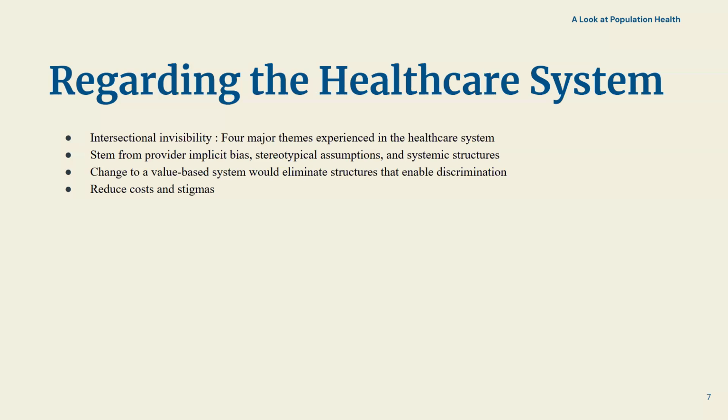Okoro in 2020, state that low-income African American women experience four major themes in the healthcare system, which are the perception of not feeling heard, the patient is the expert of her own body, disregard for the patient's preference, and the need for self-advocacy. These stem from provider implicit bias, stereotypical assumptions, and systemic structures that enable discrimination in the healthcare world.